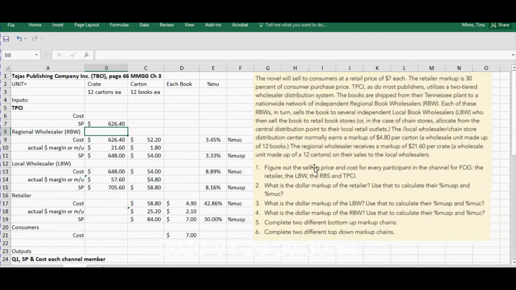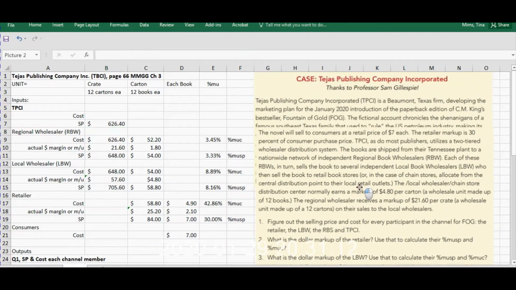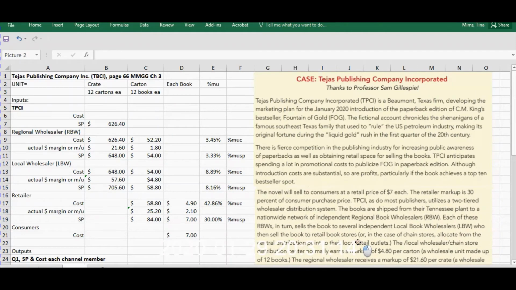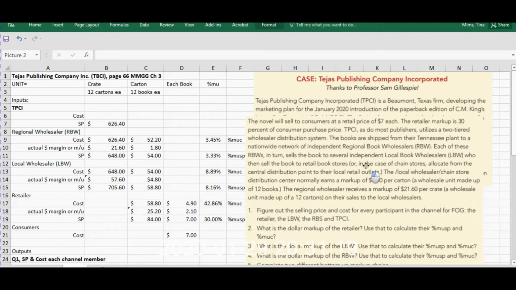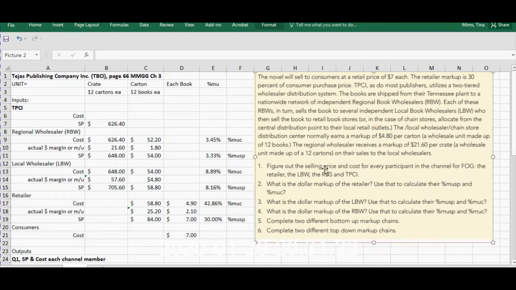Now, I'll be honest with you. I'm pretty confident we can get selling price and cost at the retailer, local wholesaler, and regional, but I'm fairly confident the only thing we can find at the manufacturer's level is the selling price. I cannot find anything in this particular case. If you read the entire thing again, let me know. I don't see anything that can help us determine what was the margin for the manufacturer. Therefore, I think that this one is going to be left blank.